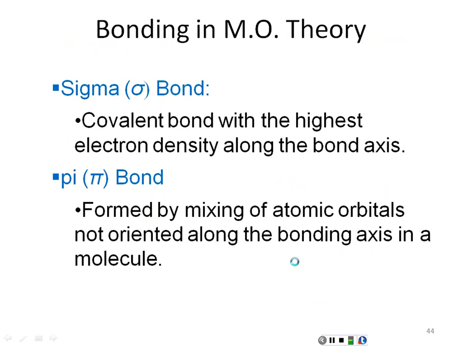Bonding in molecular orbital theory is the same as in valence bond theory. You can have two types of bonds, a sigma bond and a pi bond. A sigma bond is a bond with the highest electron density along the bond axis. We've talked about that in valence bond theory. A pi bond is formed by mixing of atomic orbitals that are not oriented along the bonding axis, so they give the highest density above and below the bonding axis.